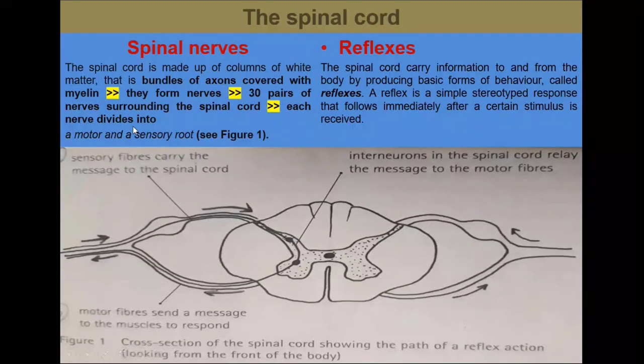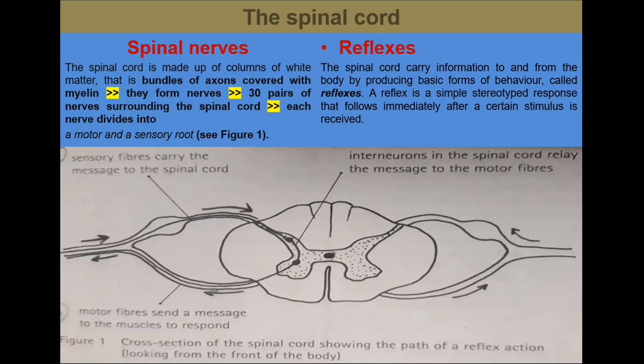They say each nerve divides into what we call motor and sensory. So in short, sensory receives information. Its responsibility is to receive information from the brain to the spinal cord. Sensory fibers carry the messages to the spinal cord. Then from the spinal cord, before you can act, it goes straight to what you call an interneuron in the spinal cord, which relays the message to the motor fiber. It doesn't go straight to the motor fiber, it relays the message to the motor fiber. The motor fiber sends the message to the muscle to respond. Then automatically, you act, you respond.